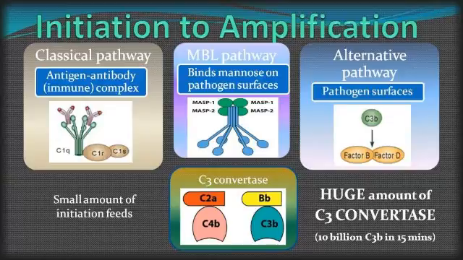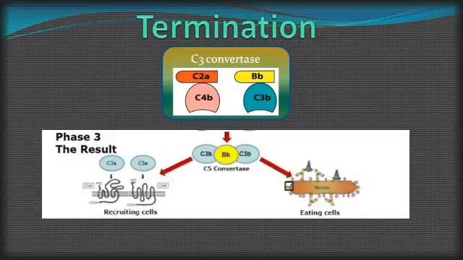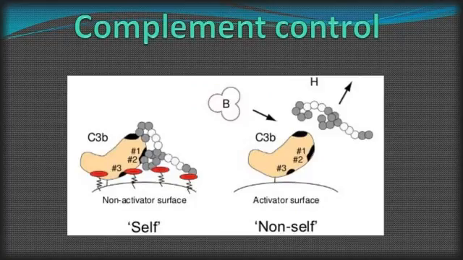Now the C3b then goes around and it deposits itself onto different cell surfaces, both pathogenic cell surfaces and host cell surfaces. The terminating phase is where these cells marked with the C3b are eaten, or they have holes blasted into them, and the other thing that's happening is more cells are recruited. The C3b does not discriminate what it attaches itself to, whether it be your host cells or pathogenic cells. So then you have different systems built in for control. So factor H is one of these control proteins that will attach to C3b and protect the host cell.